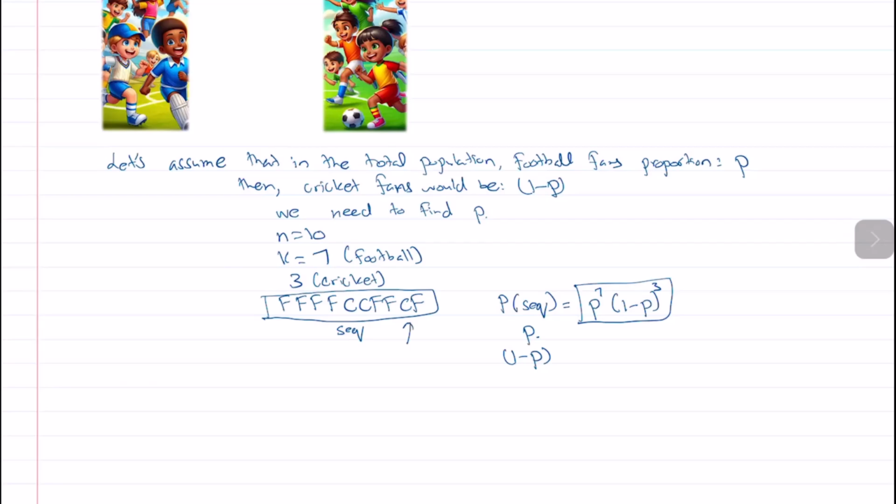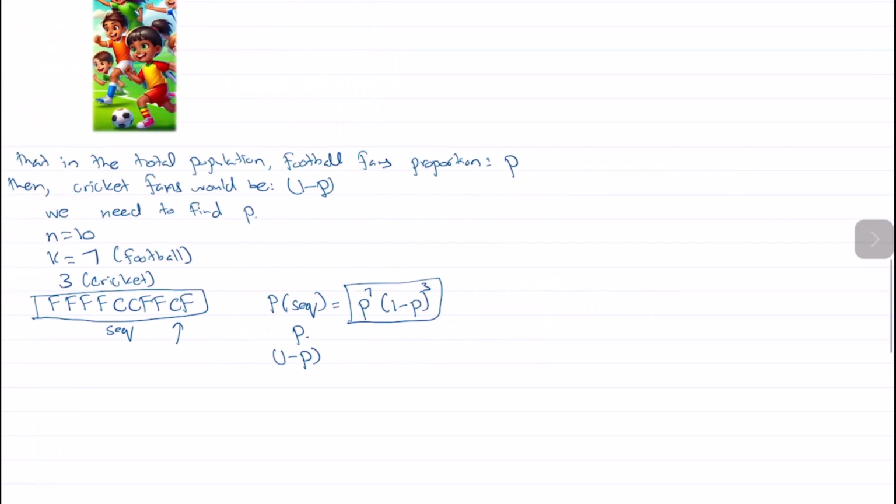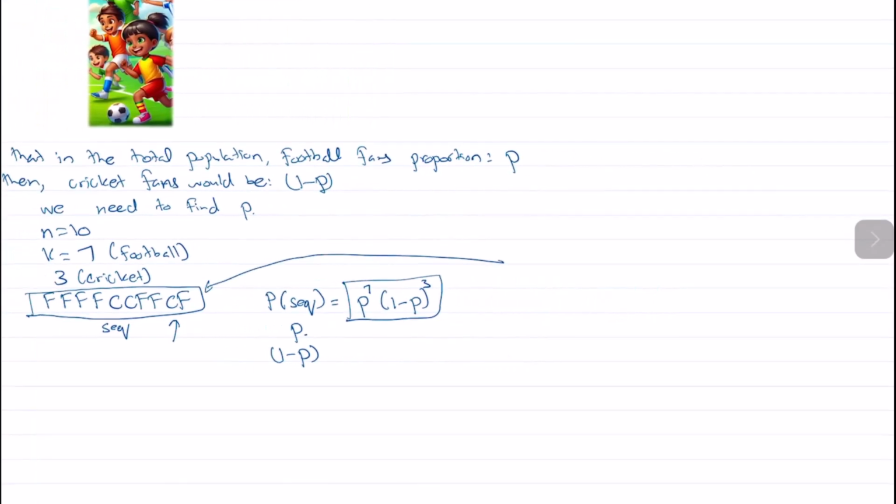But here's the thing. There are many possible sequences where 7 people choose football and 3 choose cricket. For example, instead of this sequence, we can also have the first 2 people like cricket, and then football, football, football, football, football, football, cricket. Or maybe the first 3 like football, then cricket, and then the rest like football, and so on. Now, how many possible sequences are present when we are working on this?